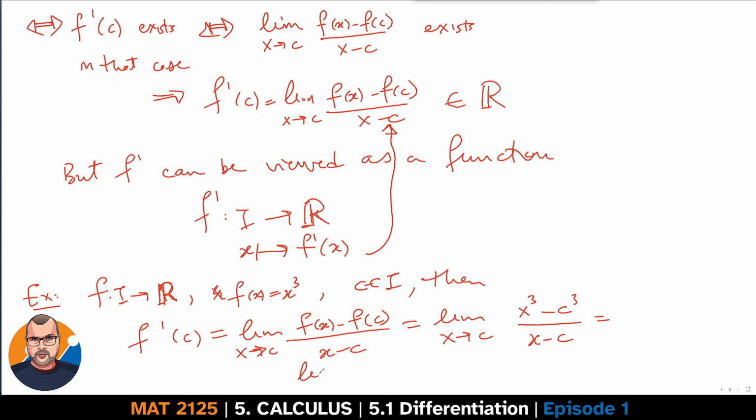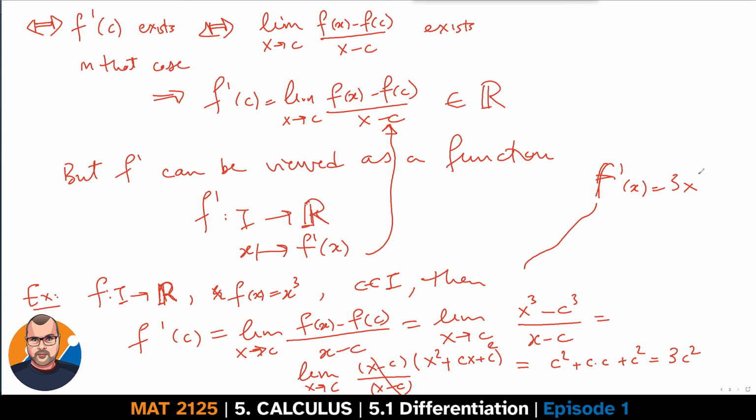And then you work out the algebra, you get x minus c times x squared plus cx plus c squared, divided by x minus c, cancels out, and then you use the properties of the limit, which we've seen in previous sections. Because this function is continuous, you can just replace x by c. That gives you c squared plus c times c plus c squared, which gives you 3c squared. So this function f prime here would be a function defined by 3 times x squared.